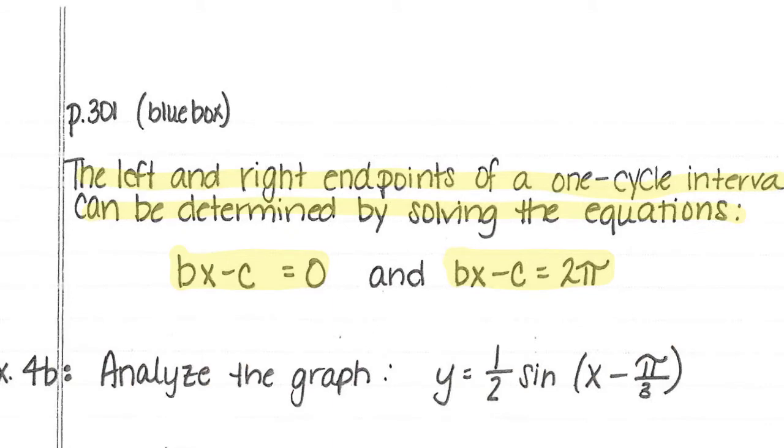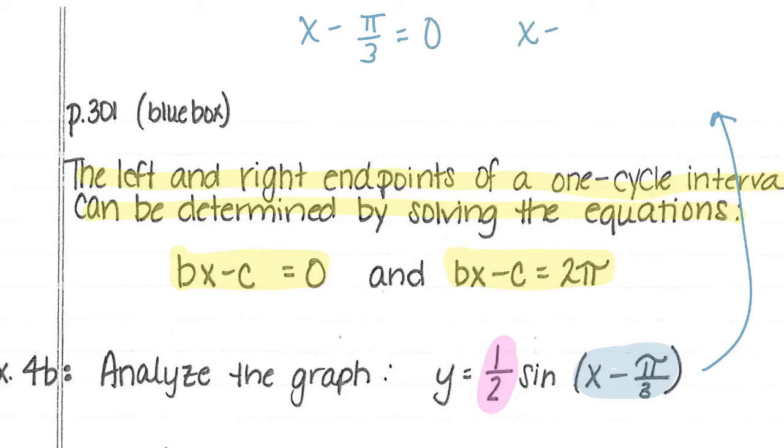In this question below, they're asking us to analyze the graph. So, first of all, the one thing that's super easy to see is the amplitude is 1/2. And then I'm going to take this x minus pi over 3, and I'm going to write up here so you guys can see x minus pi over 3, and I'm going to make that equal to 0, and x minus pi over 3 equal to 2 pi.